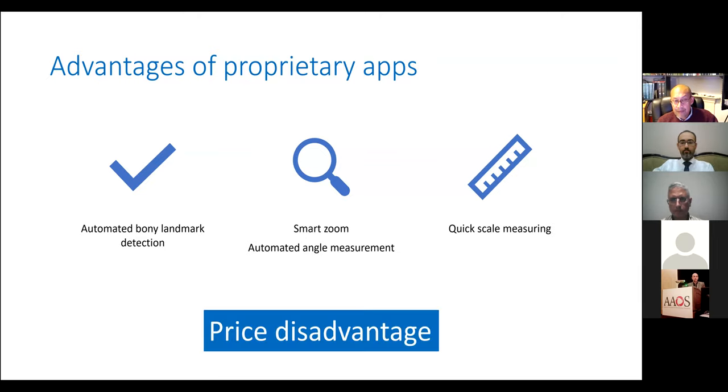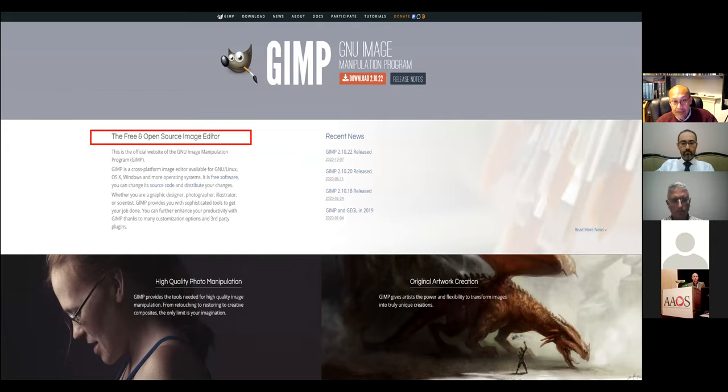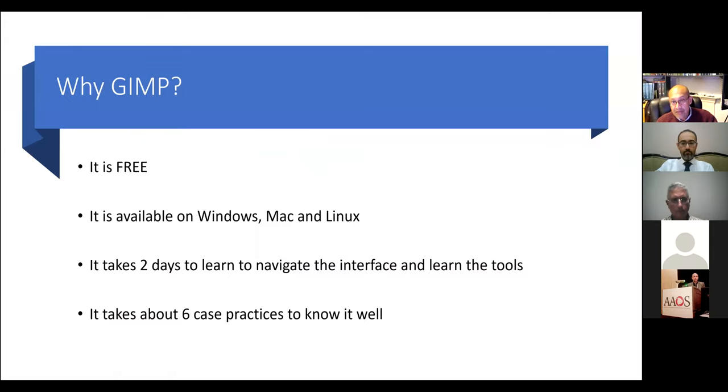However, these apps carry one significant disadvantage. They're not cheap. There is, however, for those who want to do deformity analysis, who want to do simulation or correction, a free alternative. And this program is available on all the platforms, Mac, PC, Linux. If you set yourself to learning this program, it takes about 2 days to learn the tools and to learn how to navigate the screen. And once you have done that, you can apply your knowledge of the malalignment, malorientation tests using this software, and after about 6 cases of doing this, you should be able to be comfortable in using it. And obviously the more you do, the more expert you become.